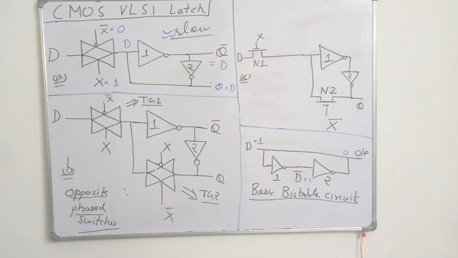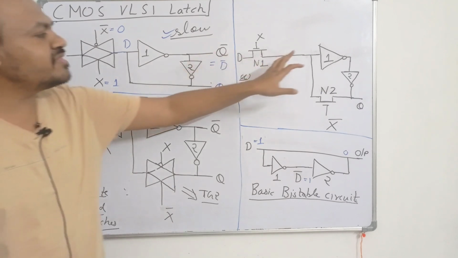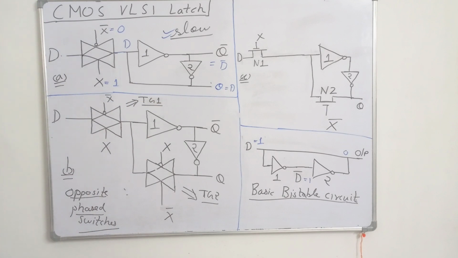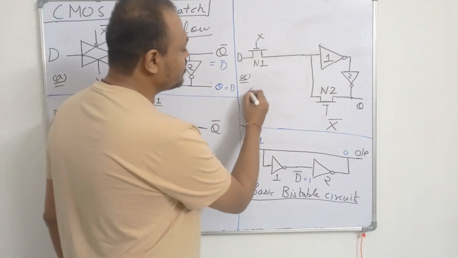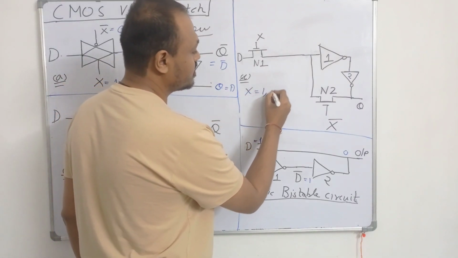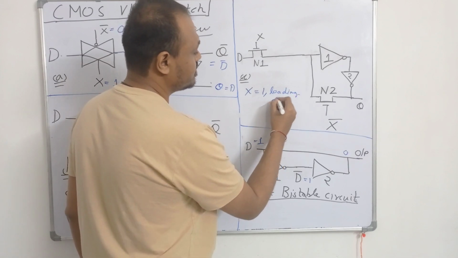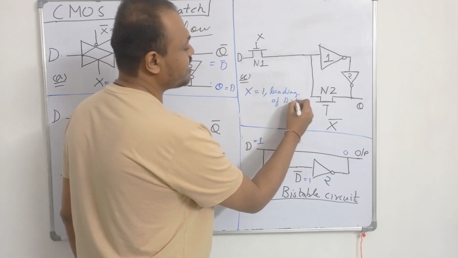Now let us try to understand the operation. The advantage of adding this switch is that the feedback loop is broken during the transition phase. So suppose when x equal to 1, the loading of D input takes place.